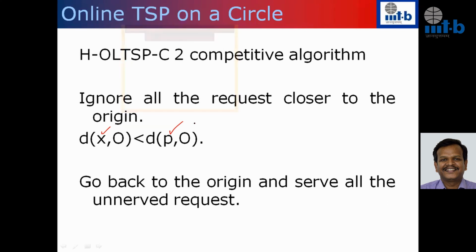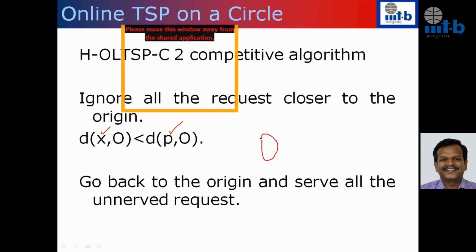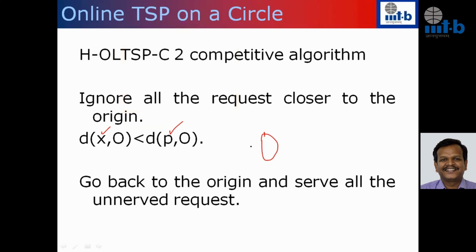But if there are requests which are released further, not closer to the origin, then the algorithm goes back to the origin. Anyway, I have to go back to the origin. Once you go back to the origin, consider all the requests that have been released so far, apply the best optimum algorithm and start serving in the same order. When a new request comes in, you just ask whether it is closer to the origin. If it is closer to the origin, ignore it. Otherwise, go back to the origin and keep computing.